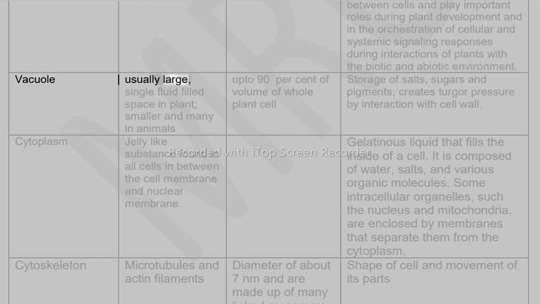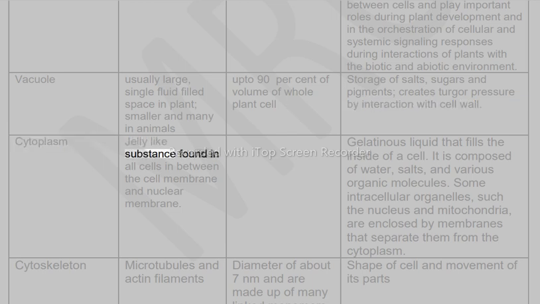Vacuole. Usually a large, single fluid-filled space in plants, smaller and many in animals. Up to 90% of the volume of the whole plant cell. Storage of salts, sugars and pigments, creates turgor pressure by interaction with the cell wall.